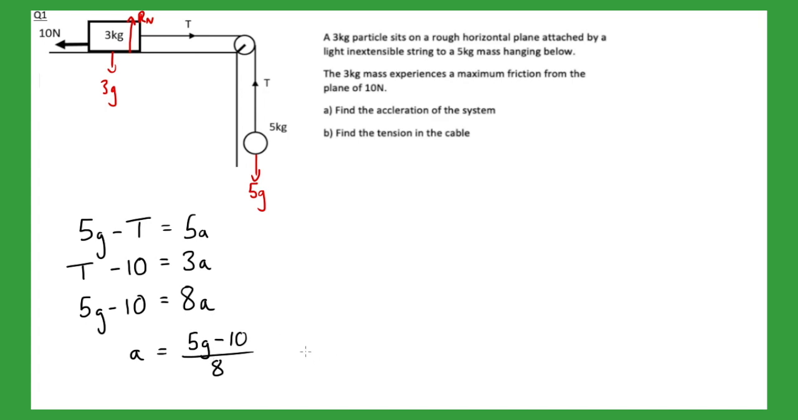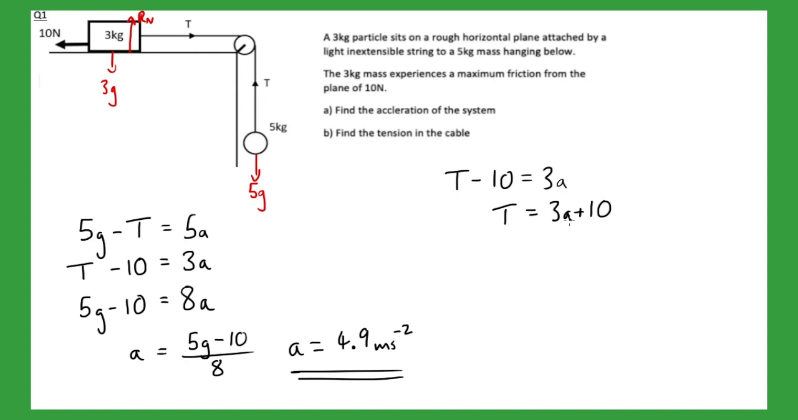And this gives me an a value of 4.875, so we'll round that to 4.9. To find the tension, let's use the second equation. So T minus 10 equals 3a becomes T equals 3a plus 10.